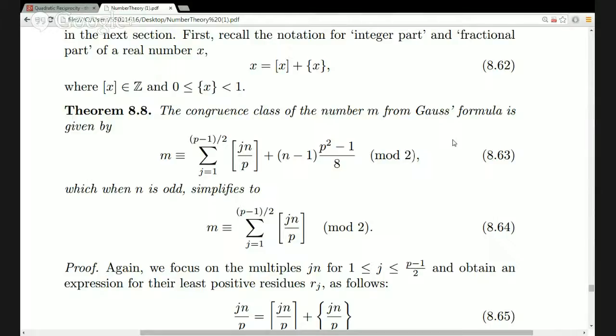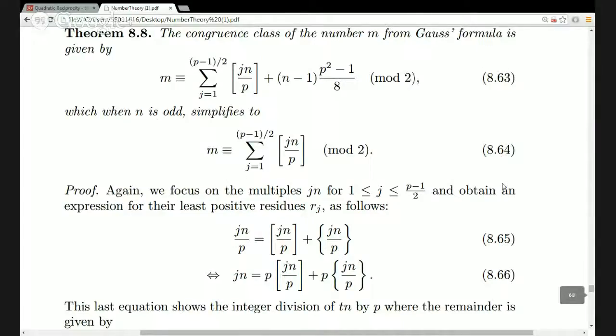Okay, so it picks up the same idea from our previous two results, meaning that we're looking at all these multiples of n, 1 times n, 2 times n, 3 times n, 4 times n, so j times n for j between 1 and p minus 1 over 2. Okay? These are the interesting numbers, because when you multiply them all together, you get n to the power p minus 1 over 2 times the product of all the j's times that factorial thing, and that n to the power p minus 1 over 2, from Euler's criterion, gives you the Legendre symbol.